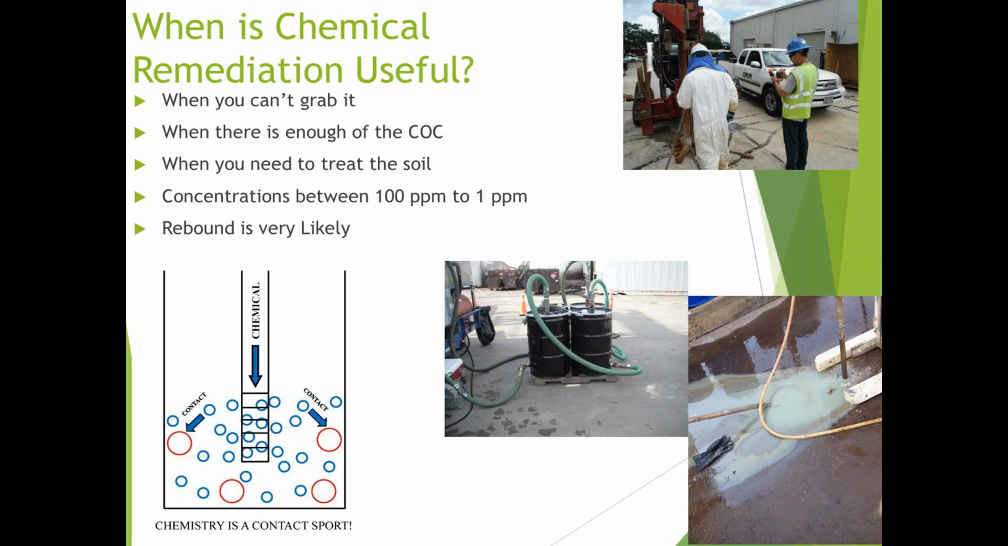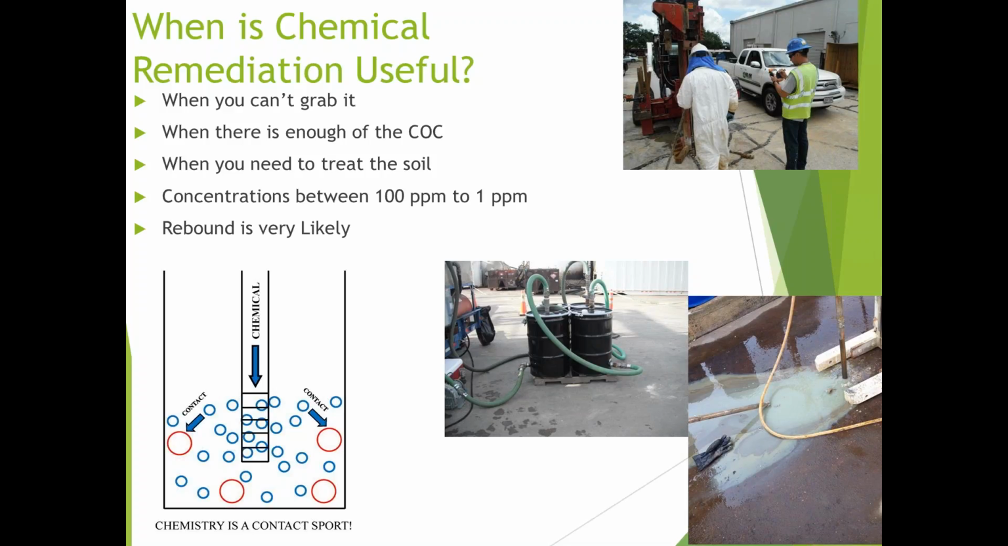Chemical remediation is effective where you can't grab a chemical anymore, but there's still a good amount of it present. Rule of thumb, it's less than 100 parts per million and more than 1 part per million.